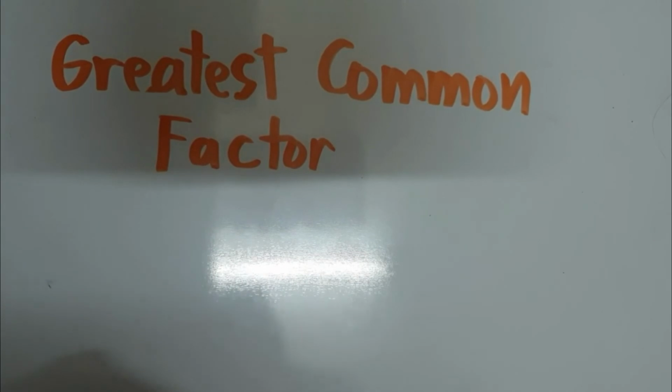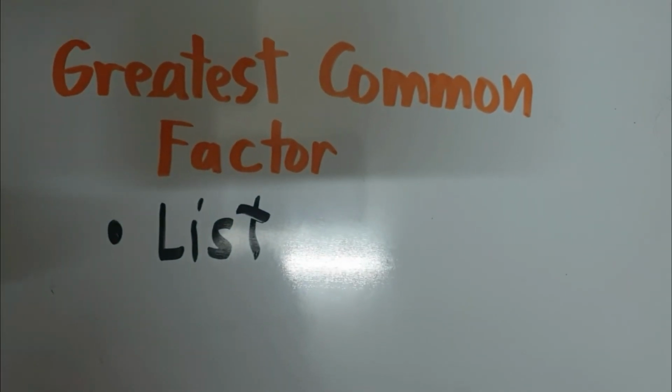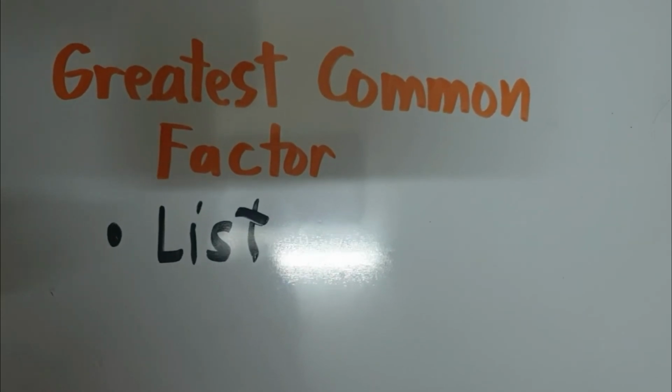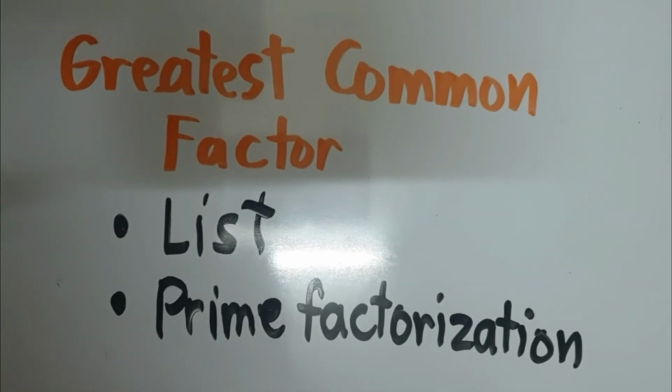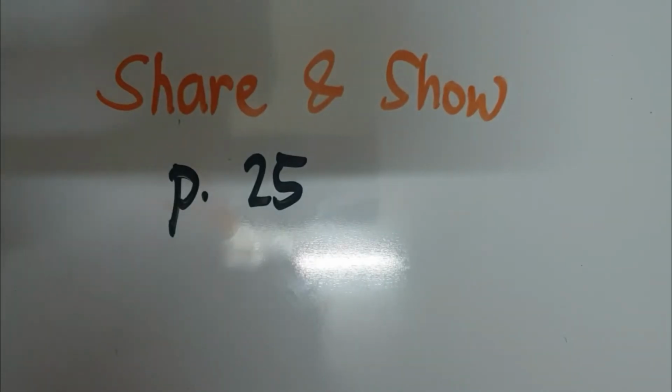So again, to find the greatest common factor of numbers, we can use different methods. We can use a list by listing down the factors and getting the greatest common factor. And we can also use prime factorization.